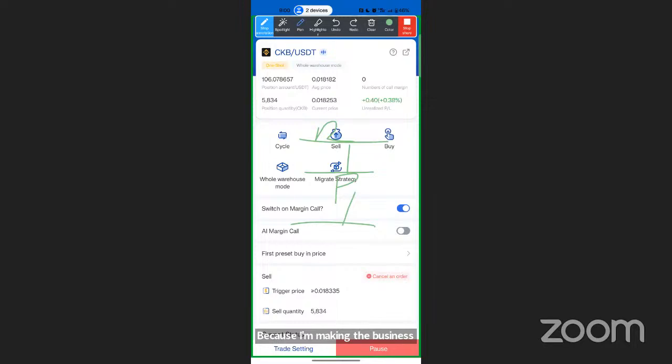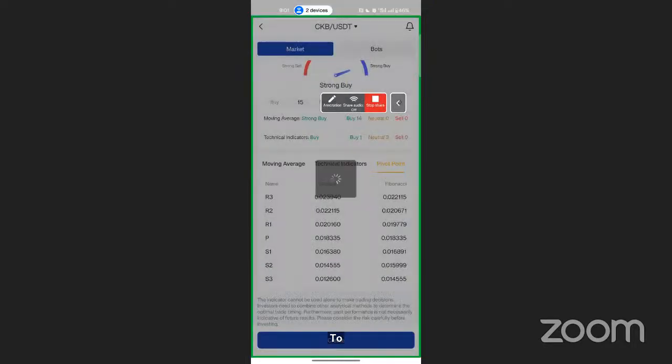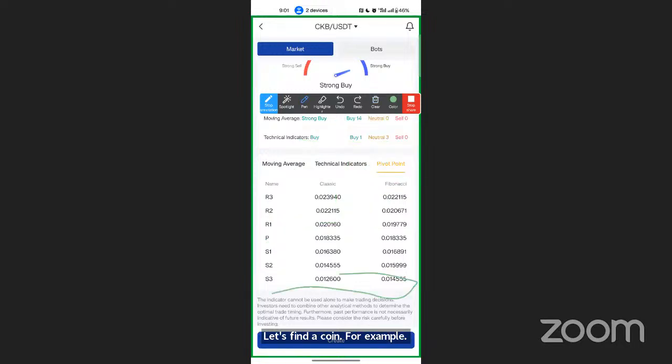So once the coin is moving from support to pivot, that is very good for you. And once it has closed above pivot going to resistance, that is very good for you. Even if you find it, for example, at support 3, it means that this coin is very good. I can put my take profit at pivot.